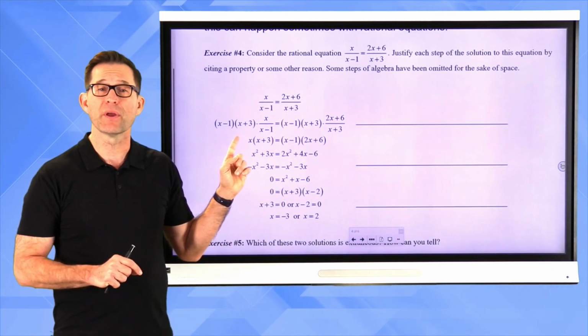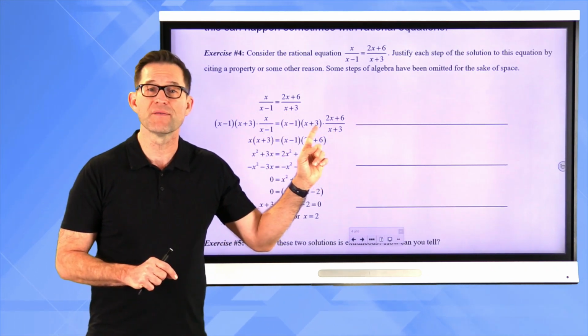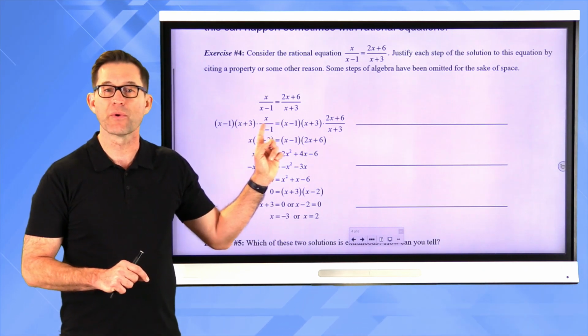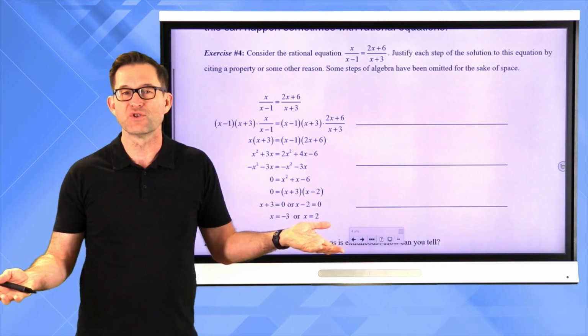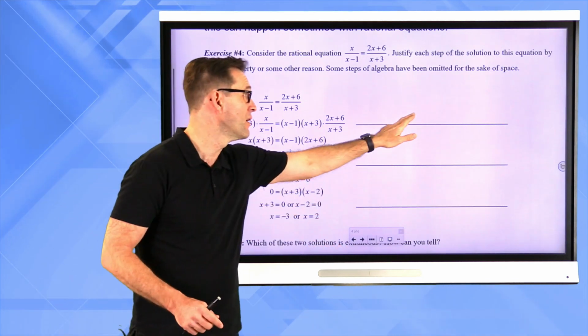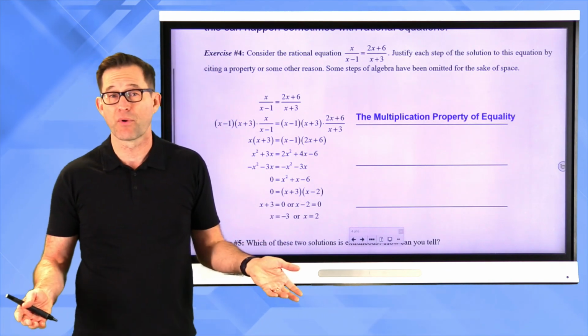So my first step here is to multiply both sides of the equation by x minus 1 times x plus 3. Now, what justifies being able to multiply both sides of the equation by the same quantity is the multiplication property of equality.